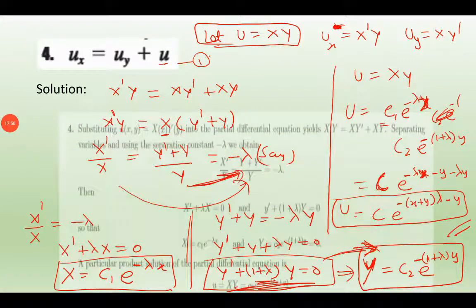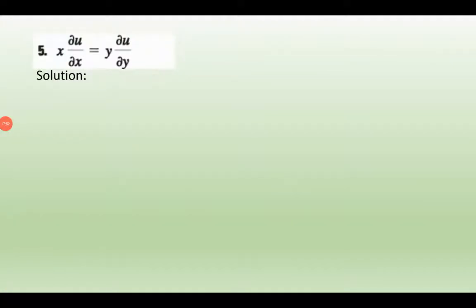We are going for the next problem, problem number 5 from the textbook. Again the same concept will be followed. Let u is equal to x and y, ux is equal to x prime y, uy is equal to x y prime. Use them in this equation.